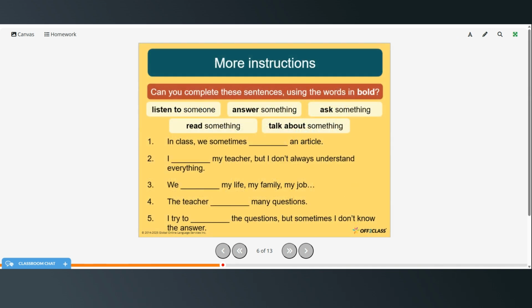All right, so now see if you can complete these sentences using the words in bold. So listen to, answer, ask, read, or talk about. Again, you can pause the video, try these on your own, and then restart when you're ready to check your answers.